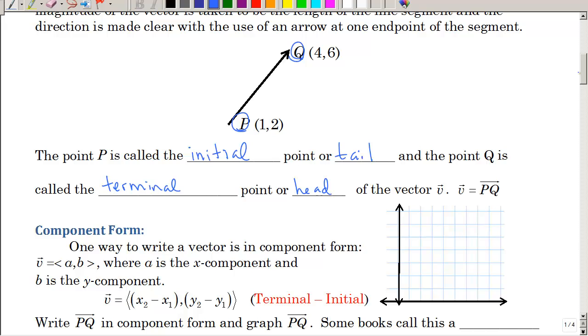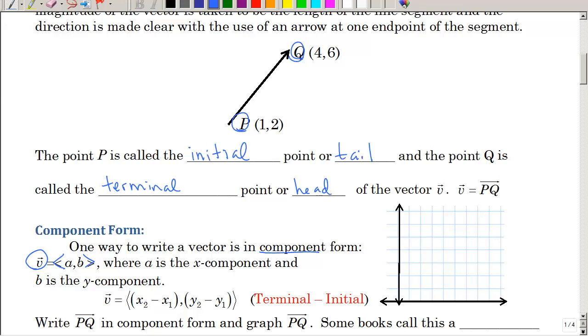One way to write a vector is what's called component form. See this notation? We have a V for vector and a little arrow above it. Some textbooks just use a bold marking because that arrow is kind of difficult to print. Again, you can't do a bold by hand, so sometimes an arrow is good. Component form, these little arrows, where a is the x component and b is the y component.